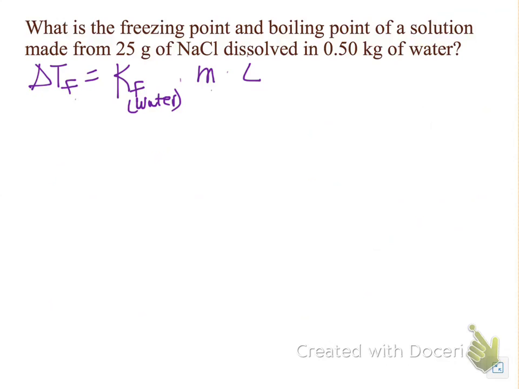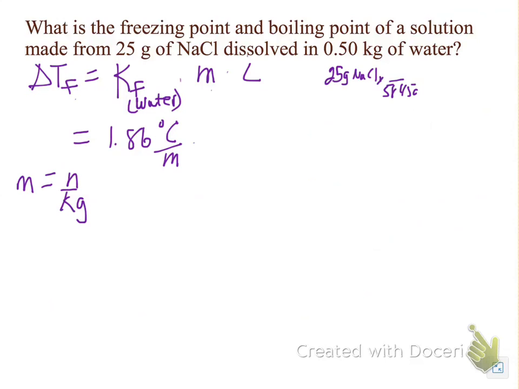So let's go ahead and indicate what we know. We know K sub F. It was given to you in the previous slide. I don't know molarity, but I know molality is moles of solute over kilograms of solvent. And if I have 25 grams of sodium chloride, that is going to be 0.4277 moles. And remember, I'm going to carry extra sig figs until I get to the very end and then round for sig figs. So I'm going to put that in.